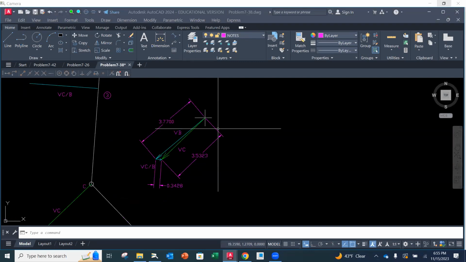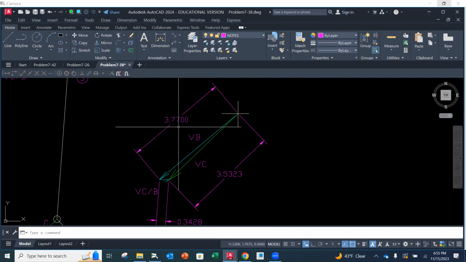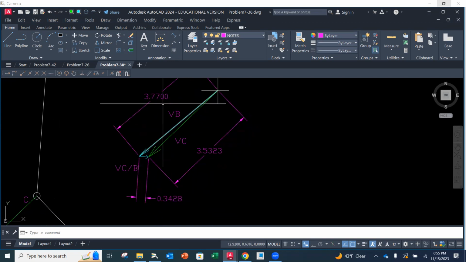Okay. So once the vector diagram is done, these are our numbers. Now, as you recall, we scaled these. So we moved the decimal place one place to the right to get our values. So for the velocity of B, it was 37.7. So that means that our velocity of C relative to B is going to be 3.4 inches per second. And then our velocity of C is going to be 35.323.